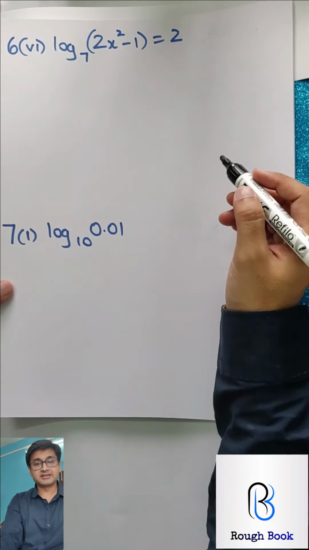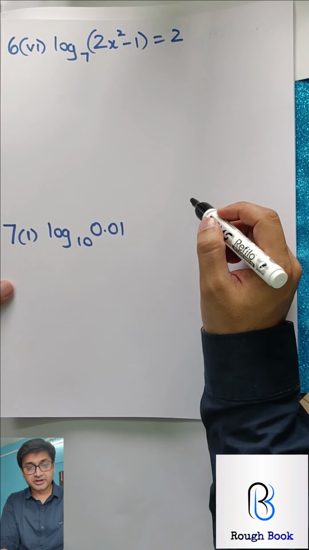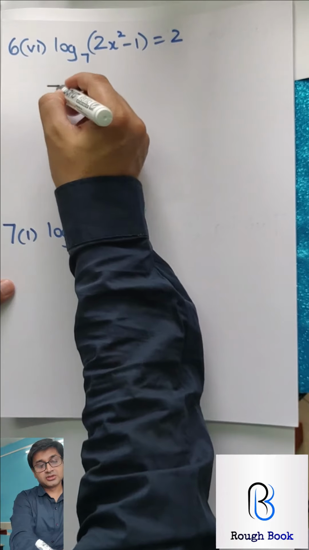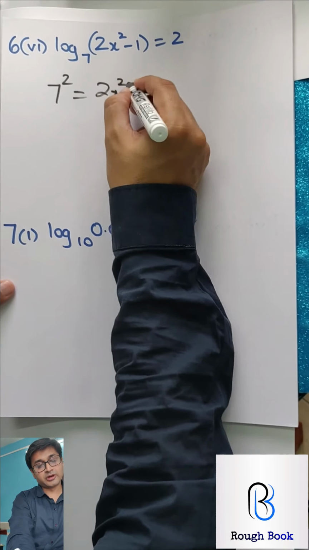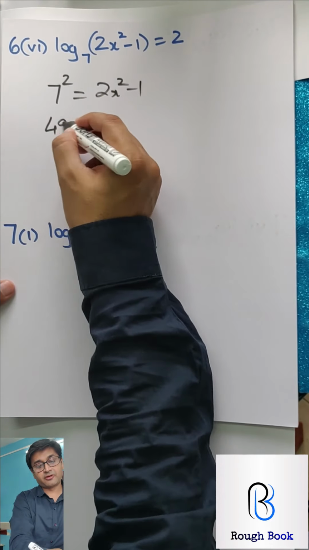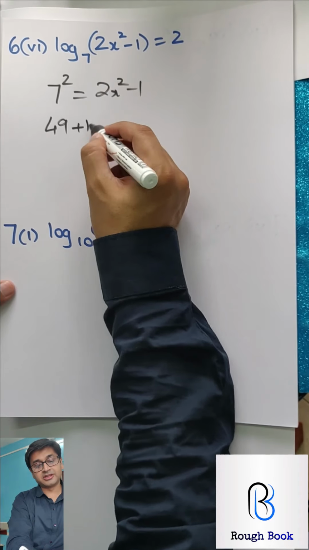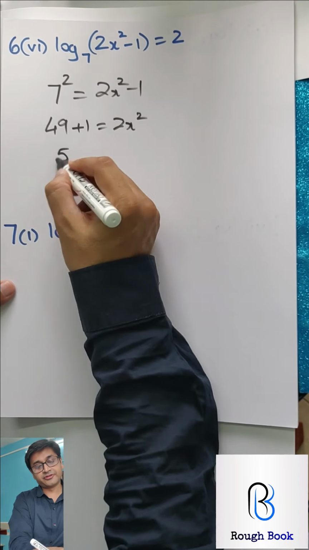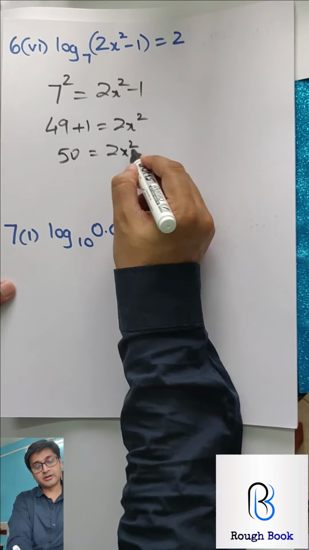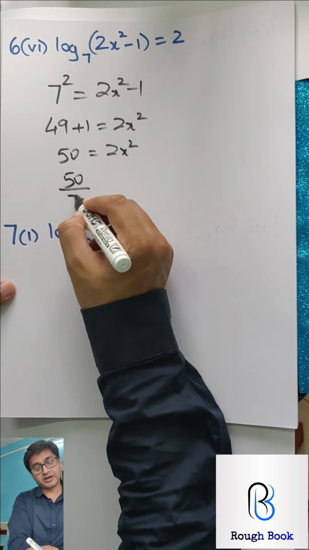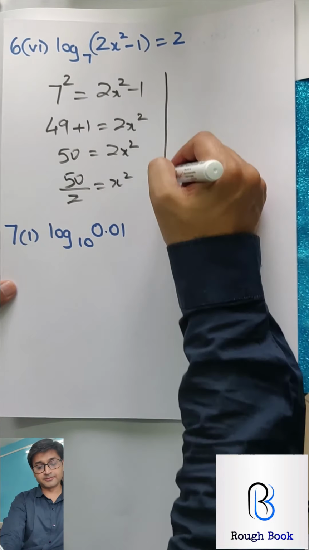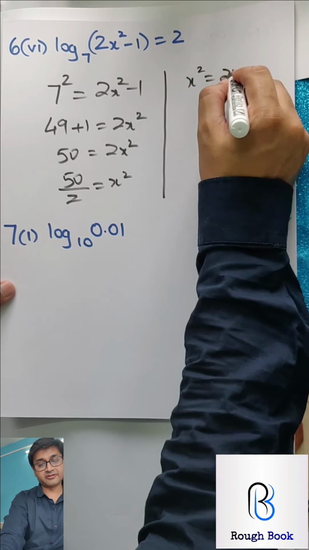6 part 6. Pause, convert to exponential form and go ahead. So 7 square is 2x square minus 1. So 49. Pushing this one on the other side, so 50 is 2x square. Pushing 2 down, so 50 by 2 gives me x square. So I will get x square as 25.